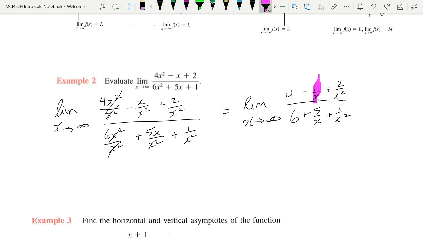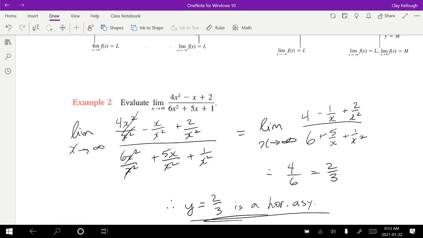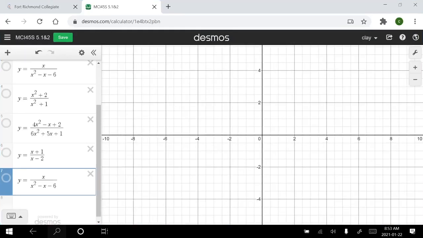So if they get closer and closer to 0, I can just say that this is 4 over 6, which is 2/3. So I am expecting the graph of this thing to approach the line y equals 2/3, which is a horizontal asymptote. Let's see. Let's have a look. I don't have that one queued up. I'm going to have to go over to Desmos. Come on, Desmos. There we go.